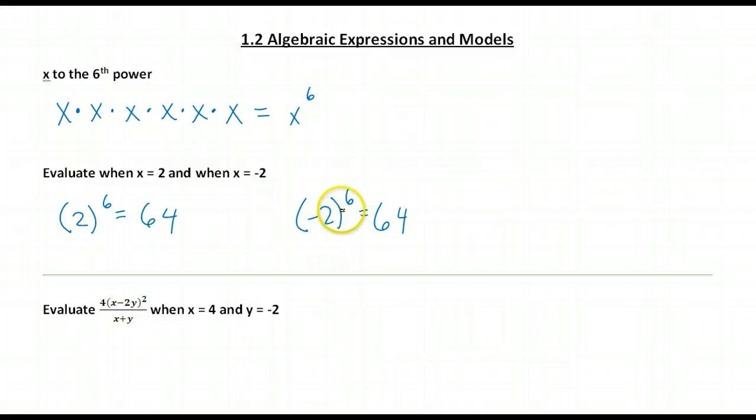Negative 2 to the 6th power is really negative 2 times negative 2 times negative 2 times negative 2 times negative 2 times negative 2. And if I have a negative 2, 1, 2, 3, 4, 5, 6 times, my answer is going to be positive. Because these two will give me a positive, and these two will give me a positive, and these two will give me a positive. So my overall answer will be positive.